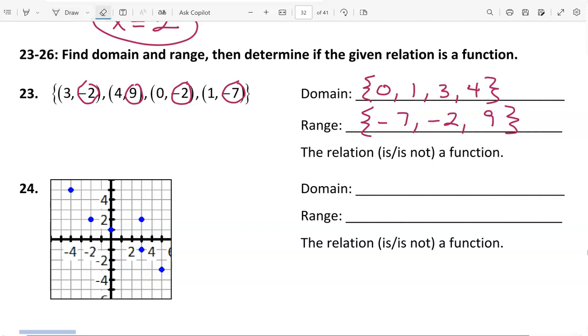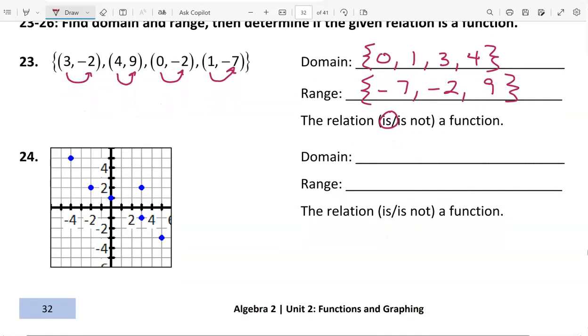And now we need to determine if the relation is a function. The relation is a function if each x corresponds to only one y. So 3 corresponds to -2, 4 corresponds to 9, 0 corresponds to -2, and 1 corresponds to -7. Each x corresponds to only one y. So this is a function. Another way to look at it, if x values are repeated, then we have a relation that is not a function if you're looking at a set of ordered pairs.